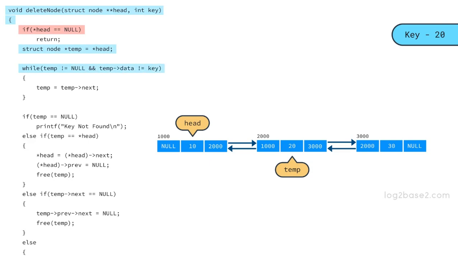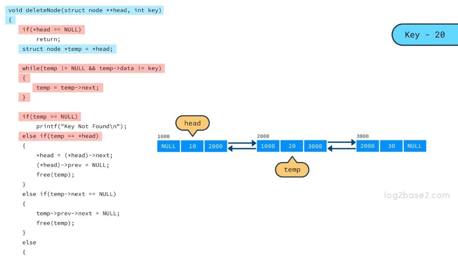So first temp equal to 1000 and not null, and temp data equal to 10 and not 20. So go inside and move temp to the next node. So we have temp equal to temp next. Now we have temp equal to 2000 and not null, and temp data equal to 20, which is the key. So this condition fails and control comes out of the while loop. Now check if it is equal to null, but it is not. So now we have temp pointing to the node to be deleted. Next check if it is head, but it is not.